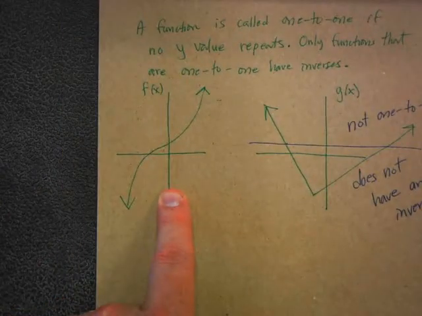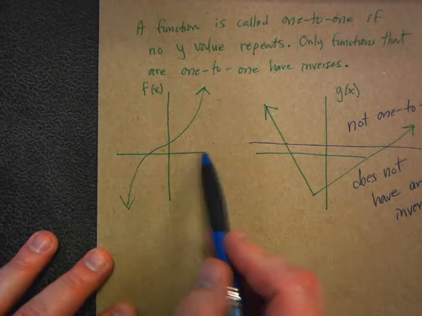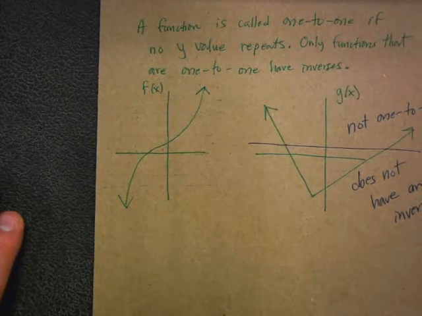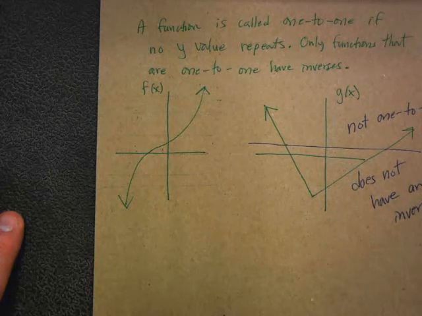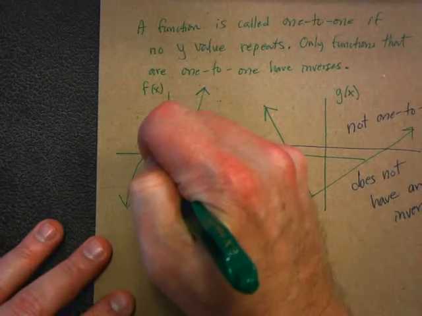This one, on the other hand, this f of x is one-to-one, because no matter where I draw a horizontal line, it would only cross once, and it would have an inverse. I'm going to give you a couple points on this graph.